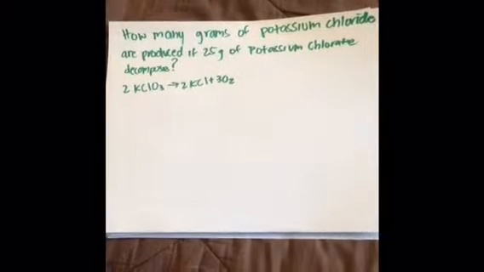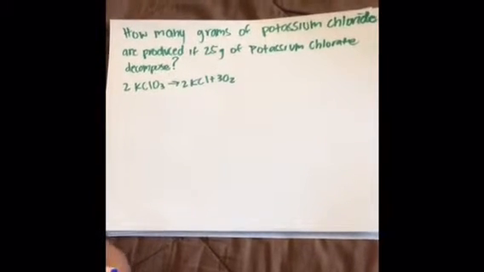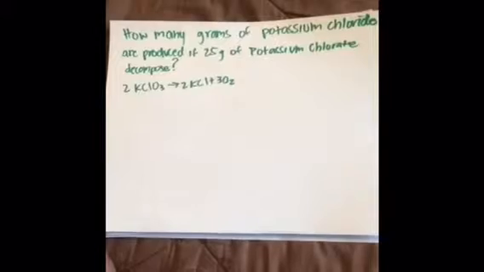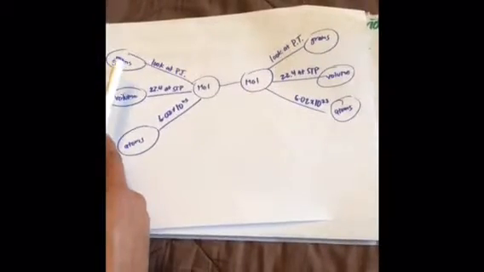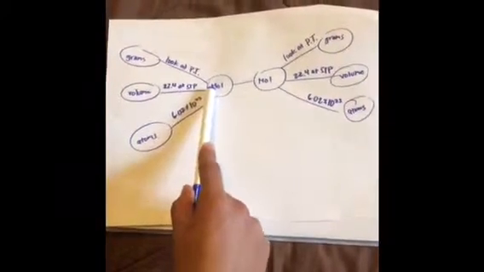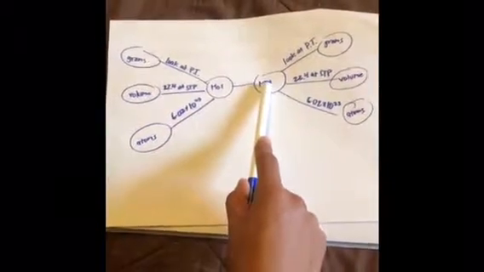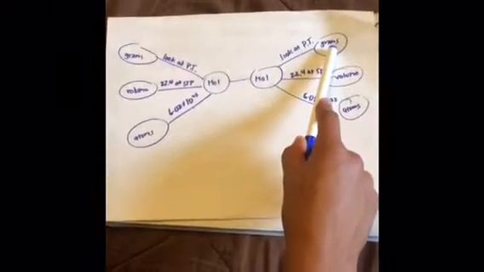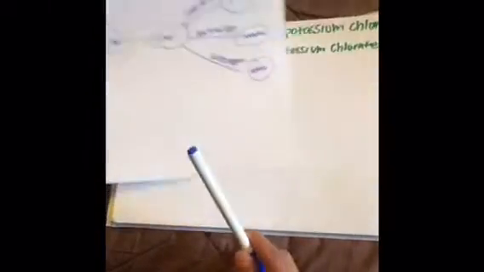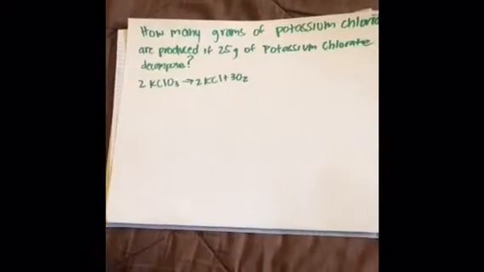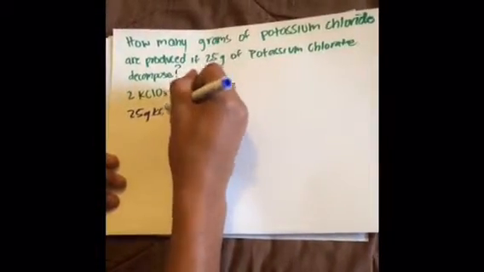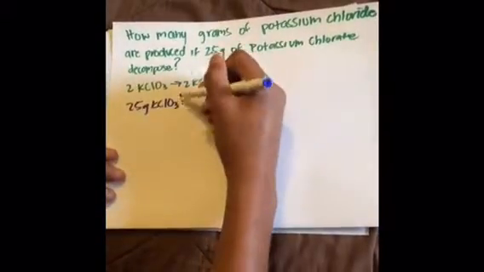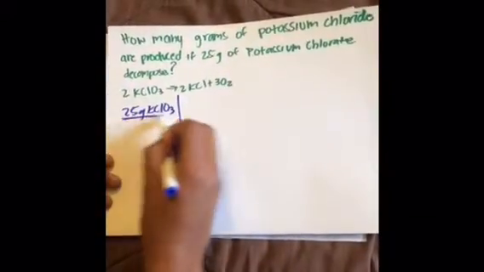How many grams of potassium chloride are produced if 25 grams of potassium chlorate decompose? So the question is asking you to go from grams of potassium chlorate to mole of potassium chlorate to mole of potassium chloride to grams of potassium chloride, and this is using the mole island chart. So you start off with the given, 25 grams of potassium chlorate, and this is going to be a 4-step problem.